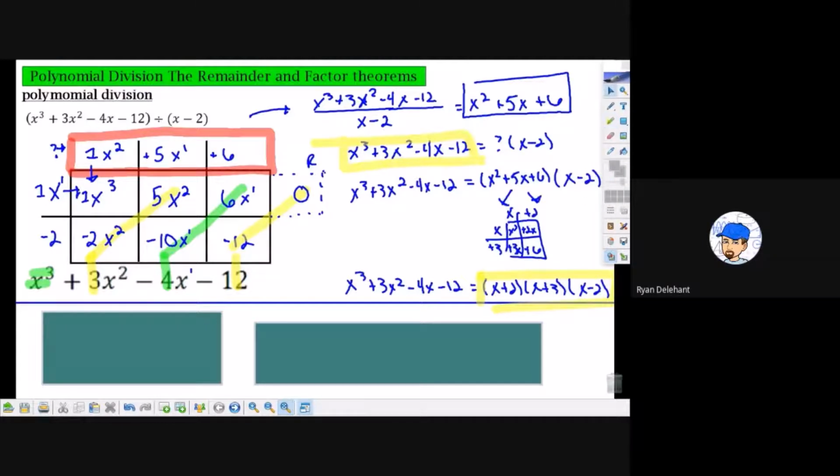Now that also takes us into one of these theorems. So we said remainder of 0 means a factor, and we kind of know why that makes sense. What is 9 divided by 3? That's 3, right? And we would say that works out because 3 is a factor of 9, right? Because it gives us a remainder of 0. We say the same thing with polynomials. When we get that remainder, it means that thing goes in evenly and it is a factor of it.